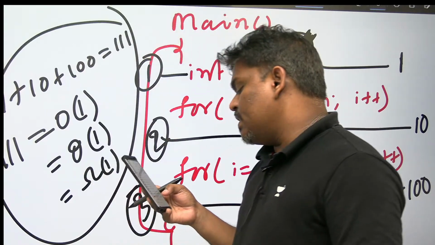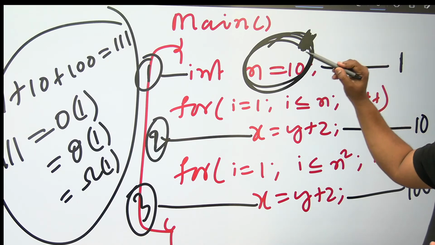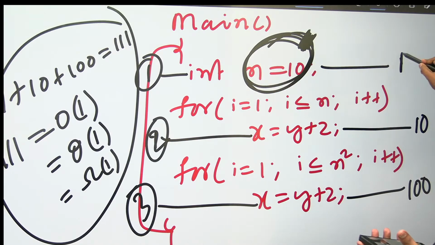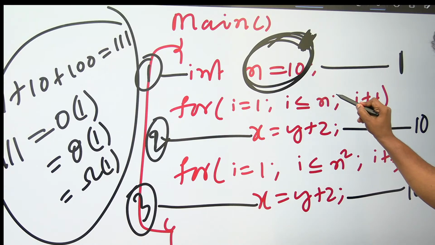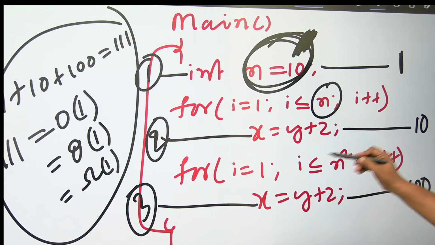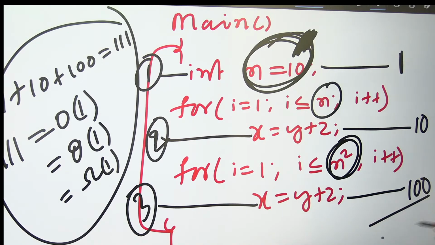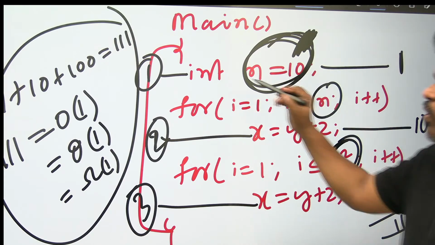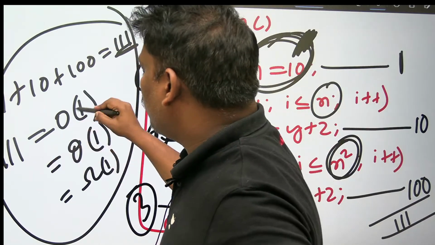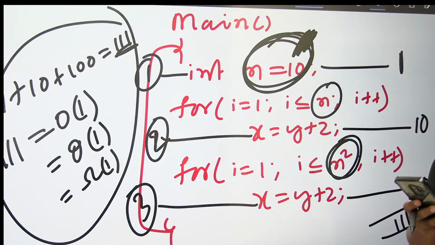Yeah, someone is saying explain again. Nothing to explain. See, first statement one time. But second statement, n times, but n is already 10, so 10. The third statement is n square times, n is already 10, 10 square is 100. So total time, if you observe, is 111. That 111 is big O of 1, theta of 1, omega of 1. That's it.